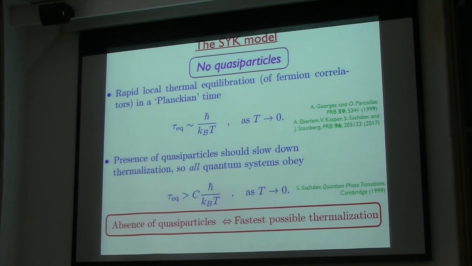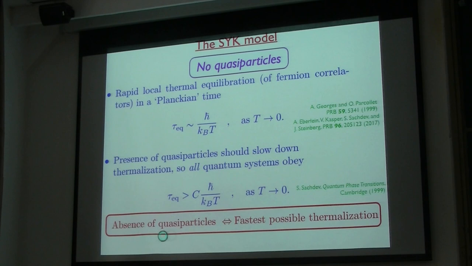Having found this h bar over kT equilibration, I can now answer a question I posed at the beginning of my talk. How rapid is rapid? Now that we've studied this particular system without quasi-particles, and people have studied many others, they all have this property that the time is h bar over kT. Therefore, you can conjecture that any system with quasi-particles will take a lifetime that's parametrically larger than h bar over kT as T goes to 0. So in a Fermi liquid it's 1 over T squared, in a disordered Fermi liquid it's 1 over T to the 3 halves, and these are all times that become much larger than h bar over kT.